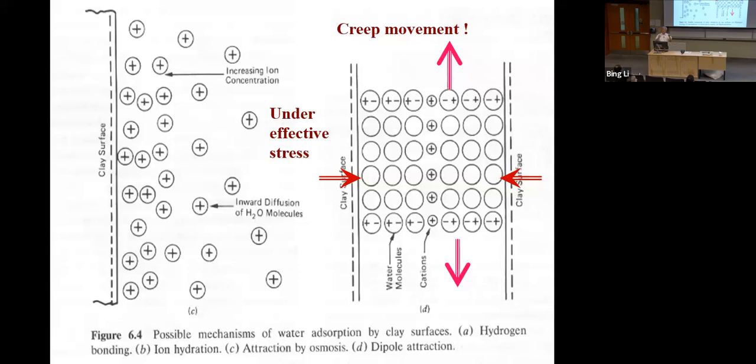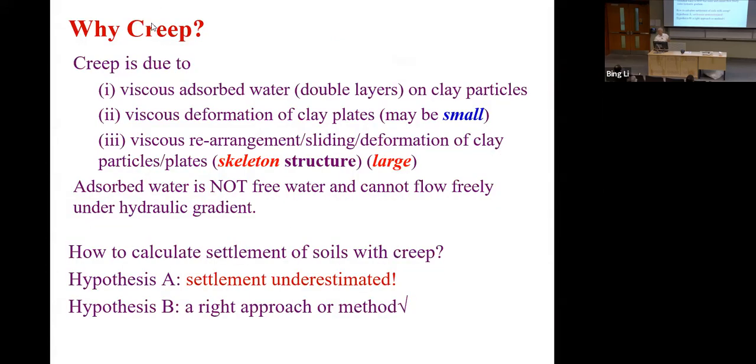This kind of clay is a source of the viscous behavior of the soils, what we call water absorption by a clay surface. This is the main fundamental reason. I won't go into detail. So creep of clay soil is due to viscous absorbed water in the basic level on the clay particles, maybe some deformation of clay plates, but it is small. More important is the viscous rearrangement, the sliding deformation of clay particles together. What we call a card-house structure, then the viscous deformation is very big.